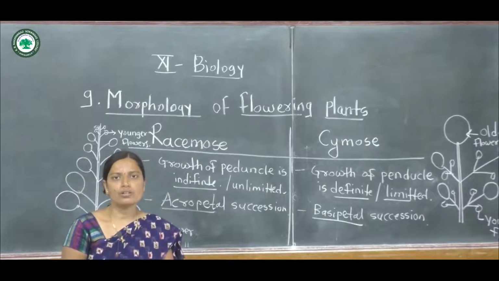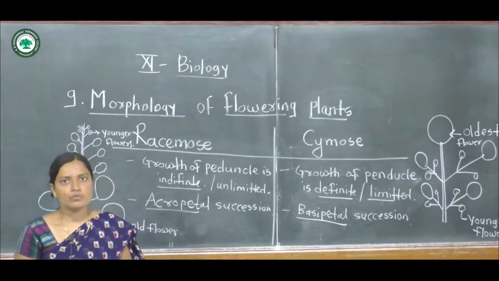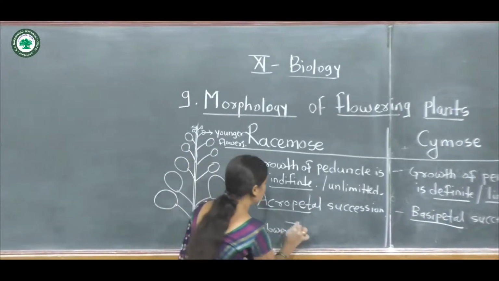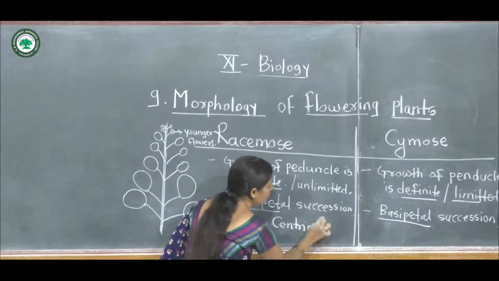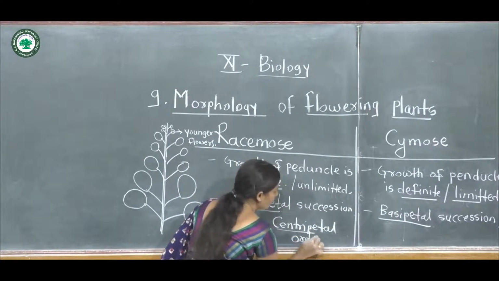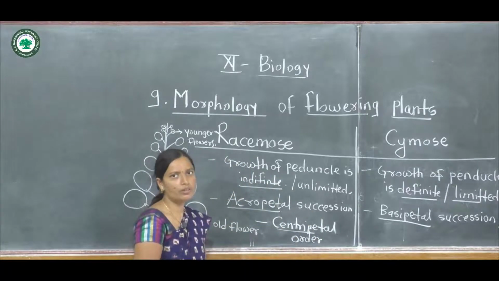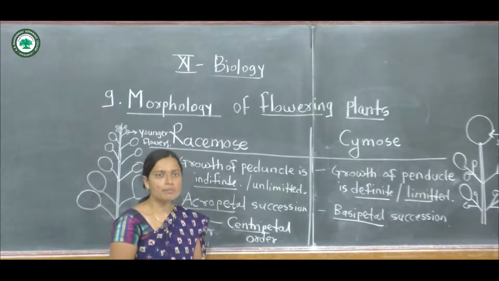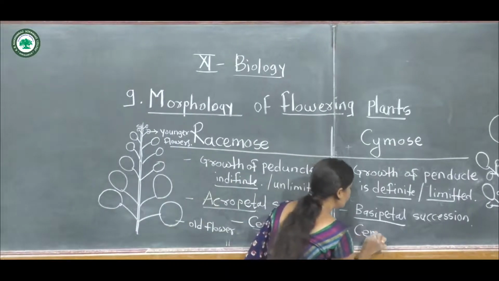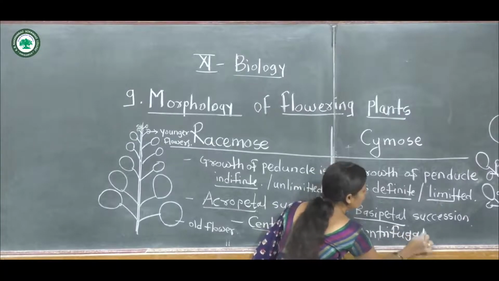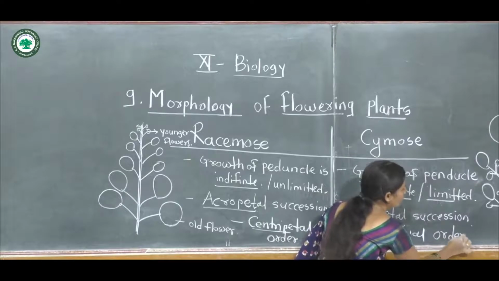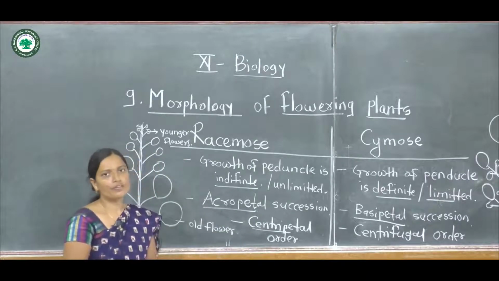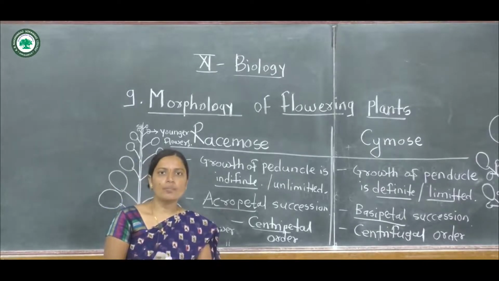Now the next important difference. In the racemose inflorescence, the opening of flowers is in the centripetal order. In the cymose inflorescence, the opening of flowers is in a centrifugal arrangement or centrifugal order. What is the centripetal order? In the racemose type of inflorescence, the centripetal order means the opening of flowers.